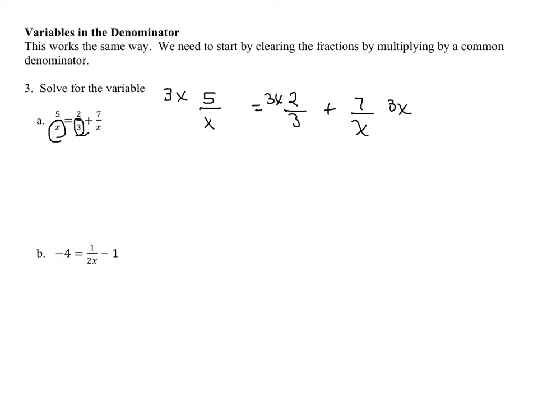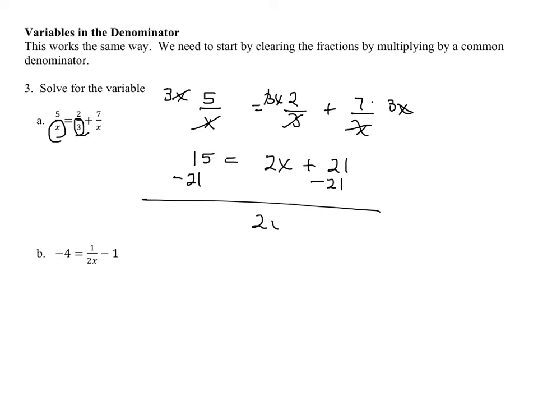Okay? Now the x's will divide out because x divided by x is 1. So I get 15. Now here the 3's will divide out, so I'm left with 2x. Here the x's divide out, so I'm left with 21 because 7 times 3 is 21. So I'm going to move stuff over. I'm going to move the 21 over to the other side. So I owe you $21, but I give you 15, so I still owe you 6. I'm going to divide by 2 on both sides, so x is equal to -3.